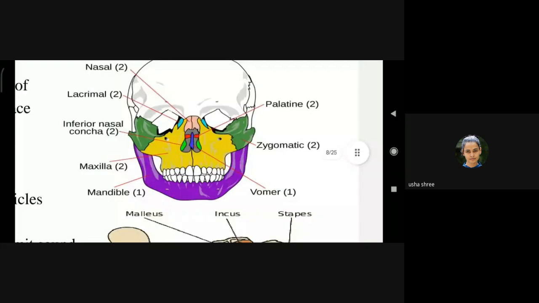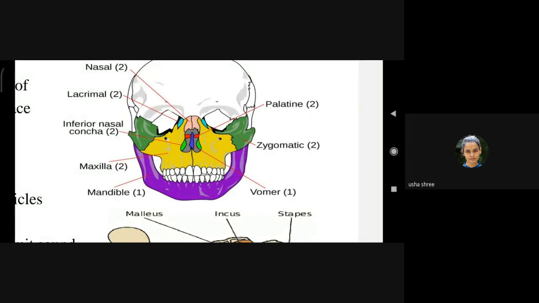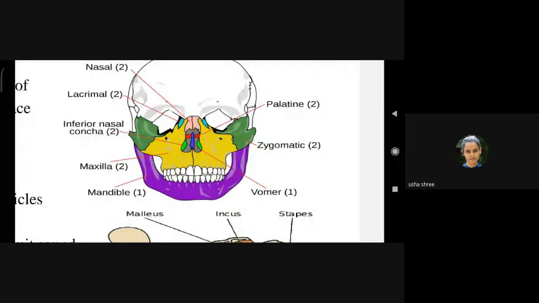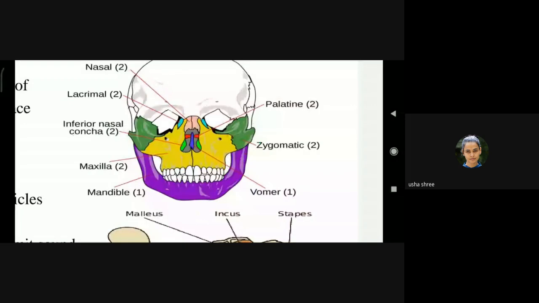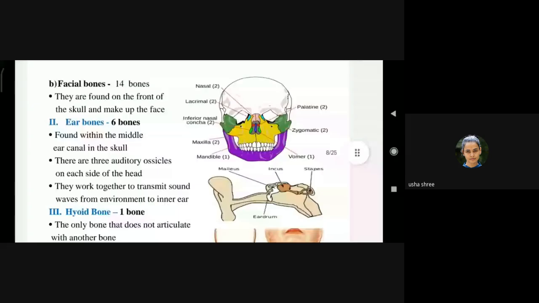So now count. Nasal bones are two, palatine two, vomer one, inferior nasal concha two, lacrimal two, zygomatic two, maxilla two, mandible one. So these are the 14 bones of our face. And our ear bones are 6. Hyoid bone is 1.